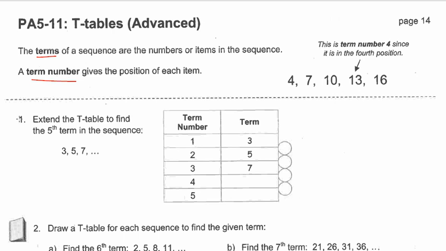So in question 1, when it says extend the table to find the fifth term in the sequence 3, 5, 7, we build a t-table, which they've done for us here already, and we put in 1, 2, 3, 4, 5 for the term number, so this will be the fifth term down here, and then we start our pattern 3, 5, 7. Again, we look over here and find our gap, which happens to be 2, and we can continue the pattern by adding 2 each time, which is 9 and 11. So our answer to this question would be the fifth term is 11.